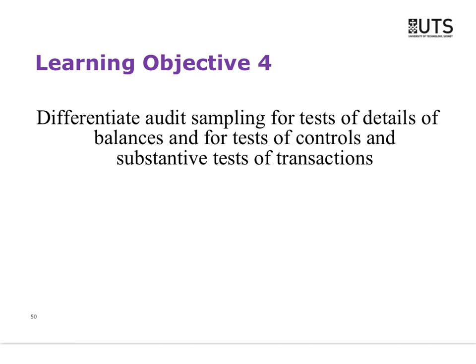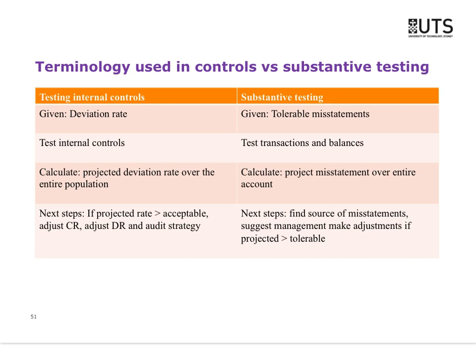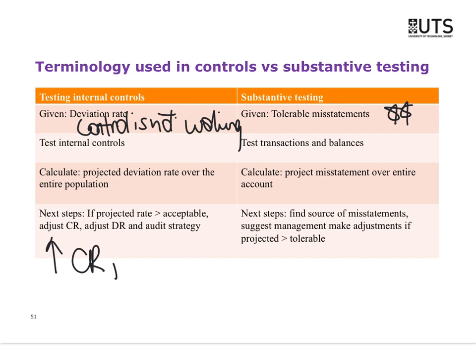All right. So what about testing for balance for transactions versus testing controls? When I'm doing substantive testing, I'm looking for dollar value errors. Whereas here, I'm looking for instances when the control is not working. And if there are too many instances where the control is not working, I'm going to need to increase my control risk, decrease my detection risk, and then do more substantive testing.